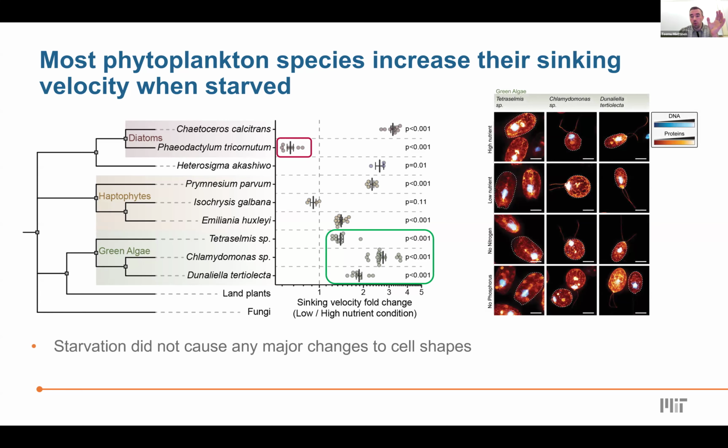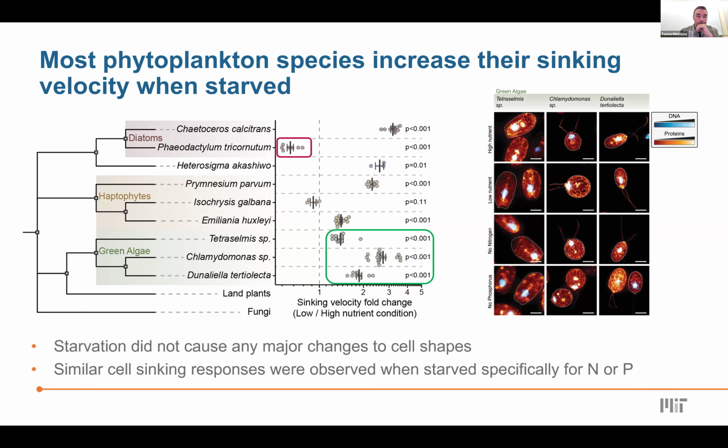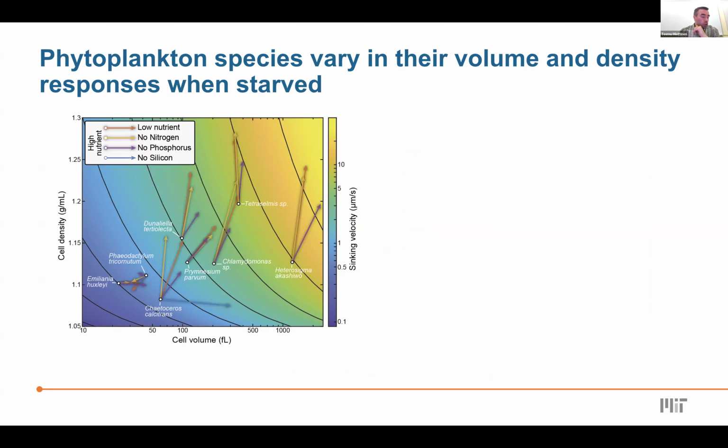I want to note that we did not observe any meaningful shape changes. So while there are volume changes, the actual shape of the cells isn't really changing between these conditions. The first thing we can do to break down what is actually happening in the cells, and how their sinking velocity is changing when they're being starved, is to look at the cell volume and cell density measurements that we've carried out and separate them.